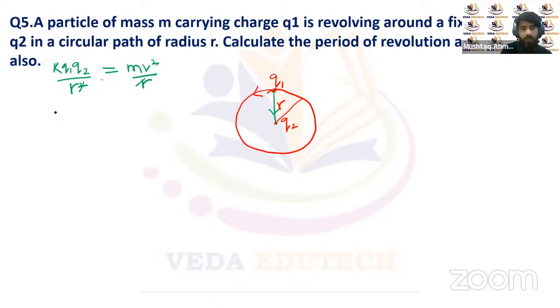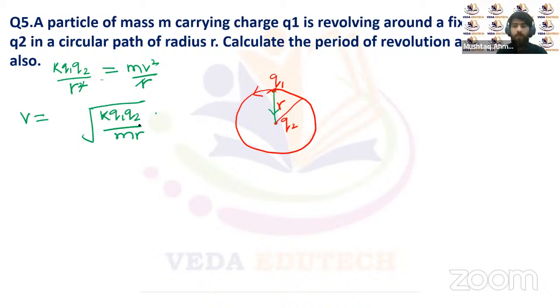R and R will get cancelled. From here, the value of speed comes out to be under root of kQ1Q2 upon m into r. This will be the speed of this particle moving in a circular path because of the mutual force of attraction between Q1 and Q2. So one of the charges should be positive and the other negative. Then only this circular path is possible. Attractive force should be there, otherwise there will be a repulsive force, and the circular path will not be possible.